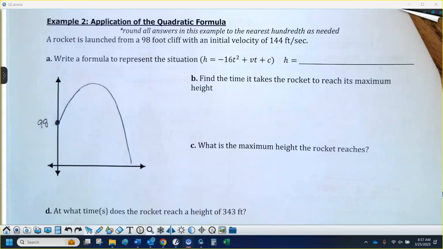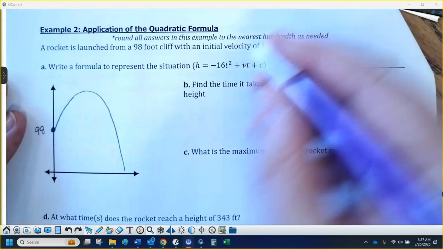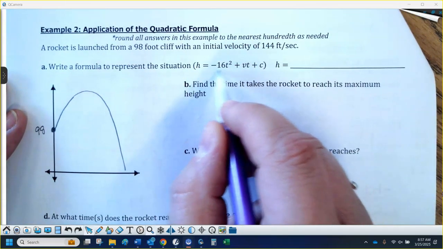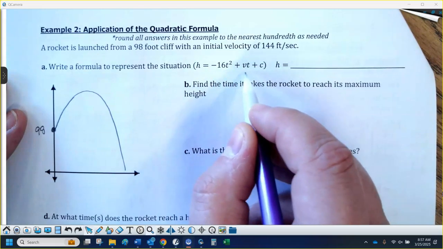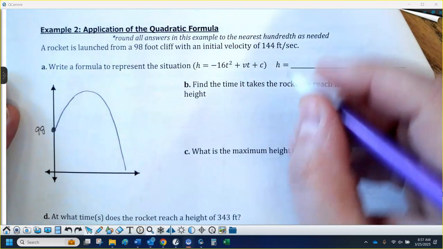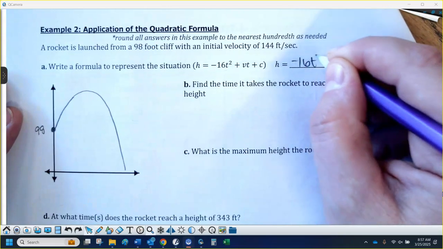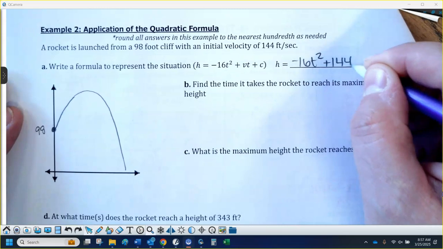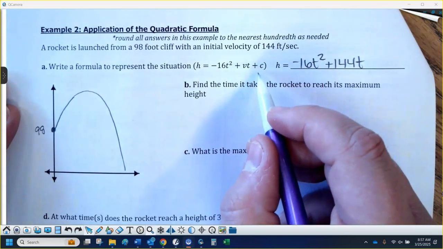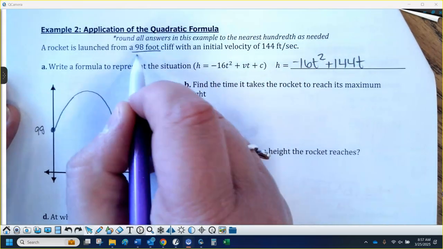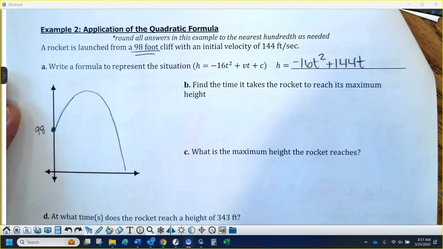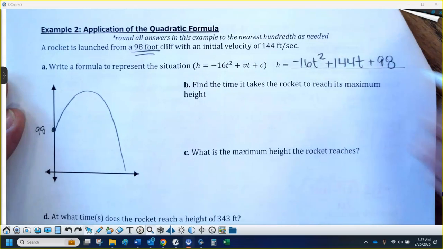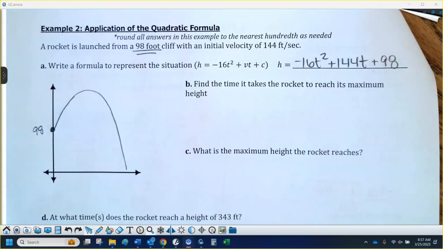But I'm going to go ahead and plug this into the formula. So if you guys remember, the height of the object is like where we usually see the y. Negative 16 is gravity. The letter t is for time here. It's usually where you guys see the x. What we've got to replace is the velocity, so we're going to put in 144t. And the c value is your initial height. So since we launched the rocket from a 98-foot cliff, I'm going to go ahead and put plus 98 there on the end.